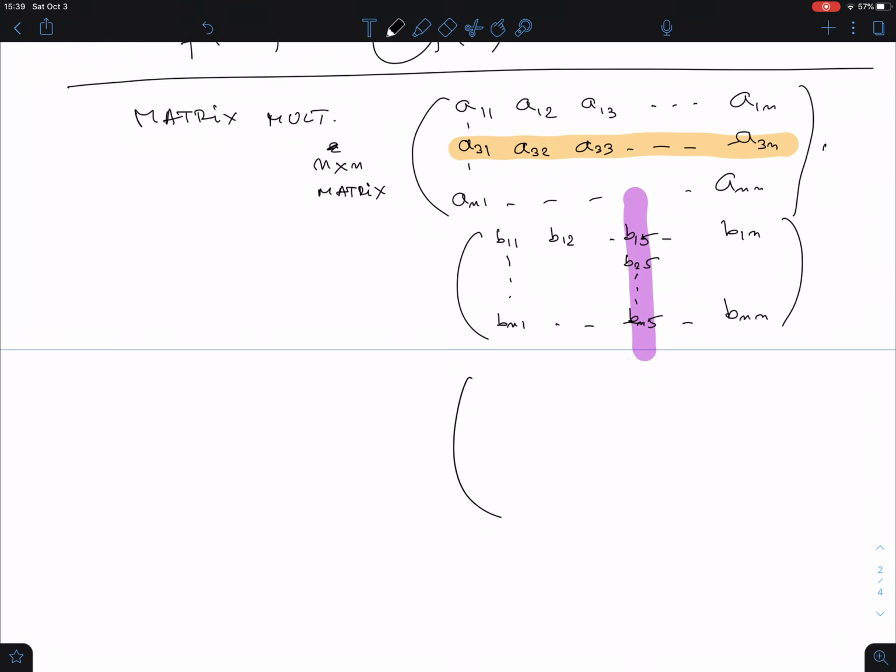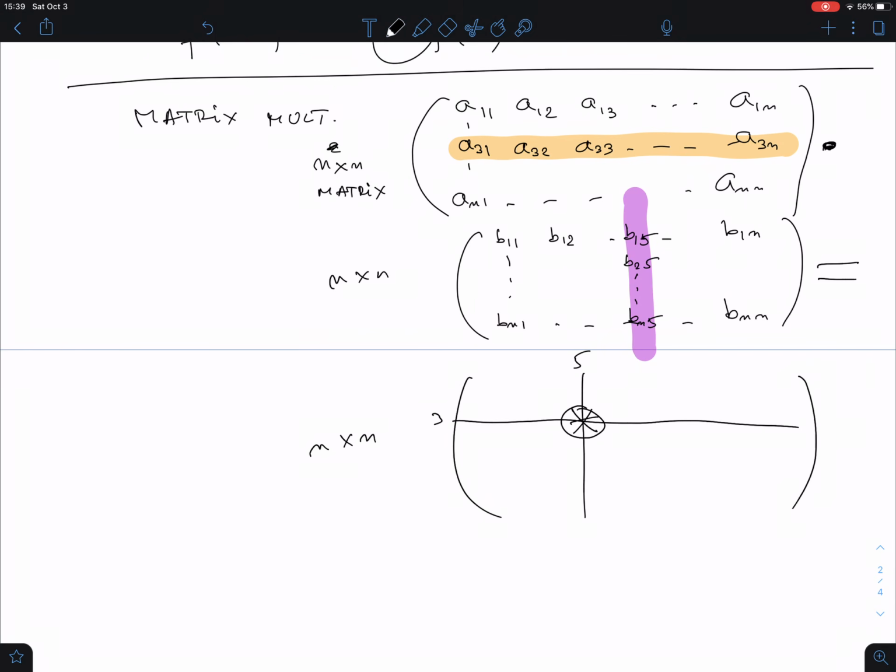So the result, the product, is going to be another n by n matrix. The element in the third row and the fifth column is exactly the element I described to you: taking the elements in this row, multiplying each one with the corresponding next one in the column, and adding them all up. This gives me this element. So let's calculate the complexity of this very quickly.